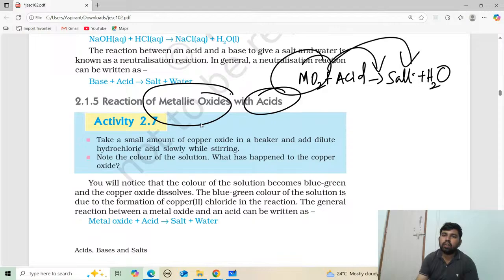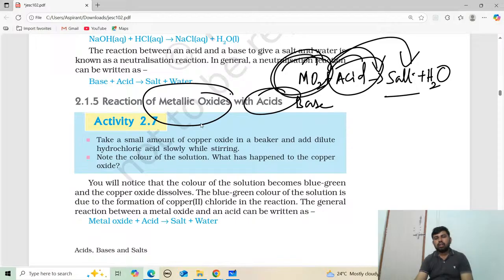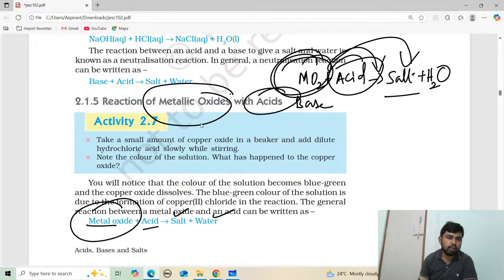We know very well that an acid with a base gives salt and water. Then what is the nature of MO2? The metal oxide is basic in nature. So metal oxide plus acid gives salt and water, and it is basic in nature. The example they have taken here is copper chloride, a green colored solution. You notice that the color of the solution becomes green.